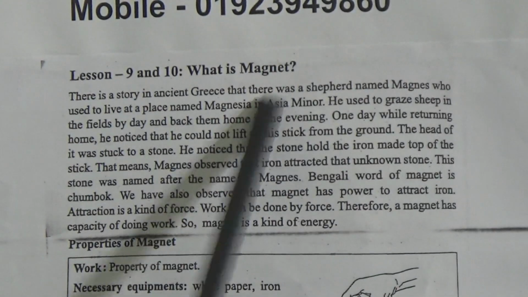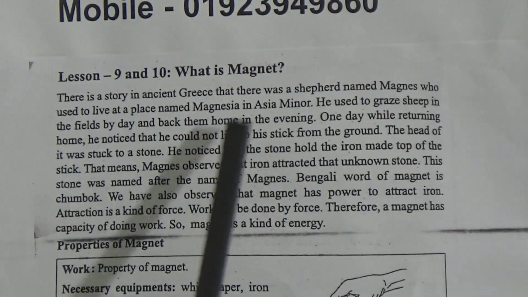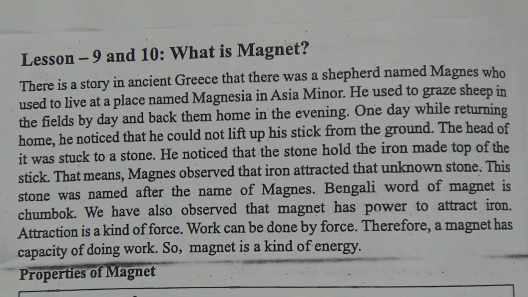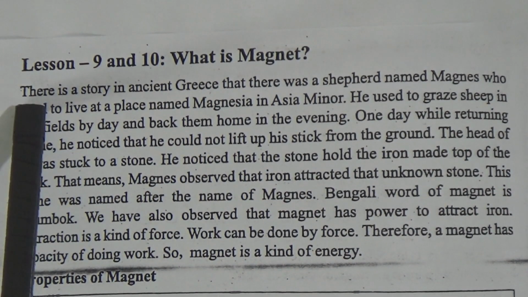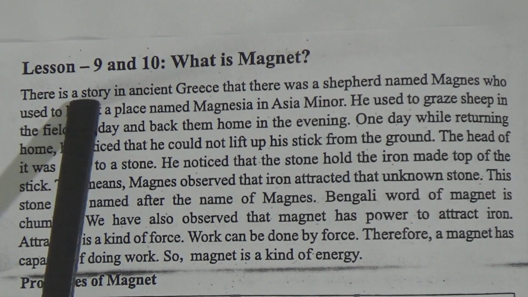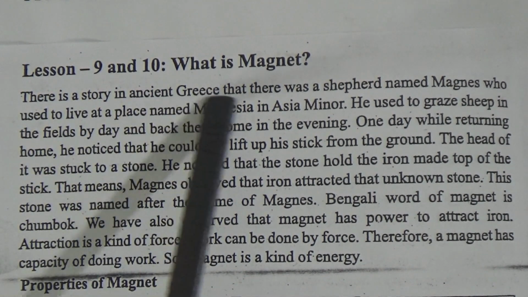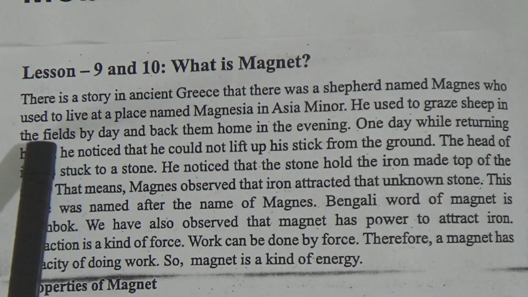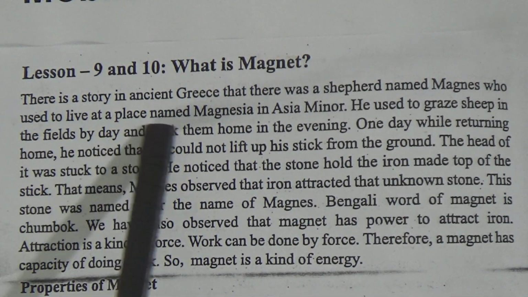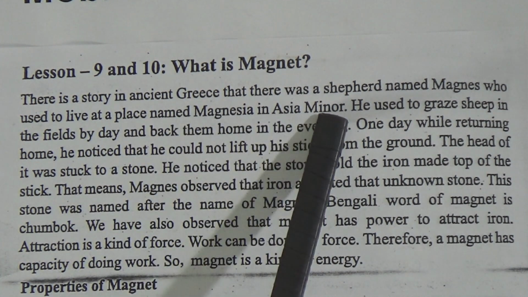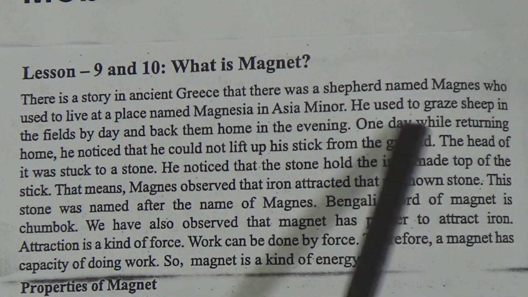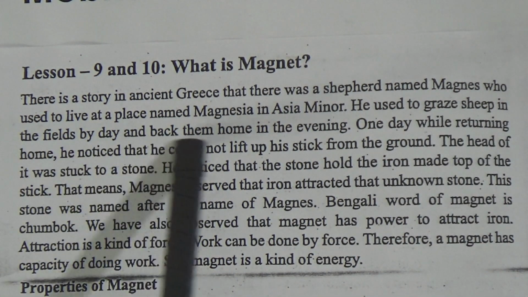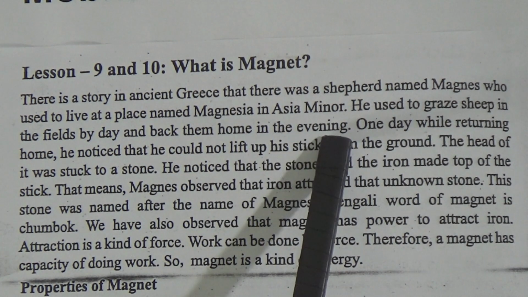What is a magnet? Before knowing about magnet, here is a story. Let's read this story. There is a story in ancient Greece that there was a shepherd named Magnus who used to live at a place named Magnesia in Asia Minor. He used to graze sheep in the fields by day and bring them home in the evening.